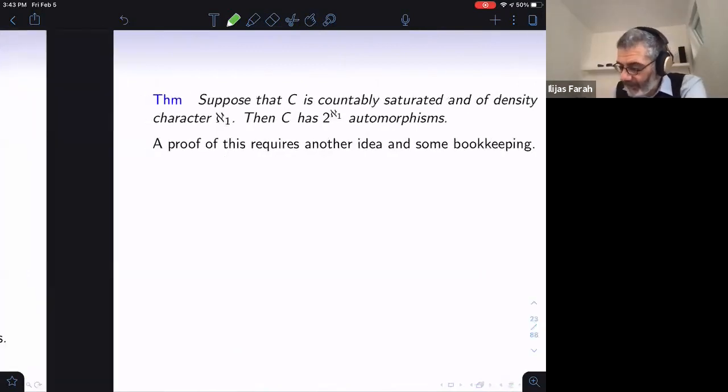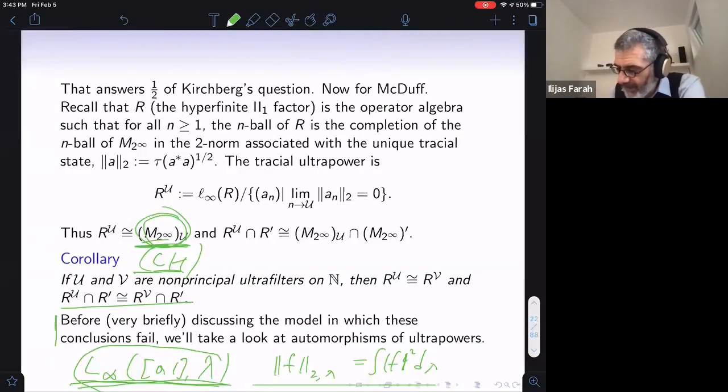Okay, so I'll just read this. I just wanted to briefly discuss the other half of the answer to Kirchberg's and MacDuff's question.